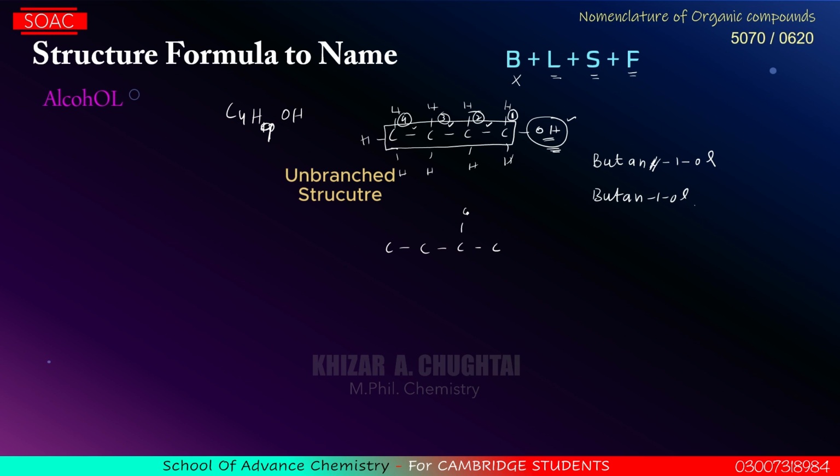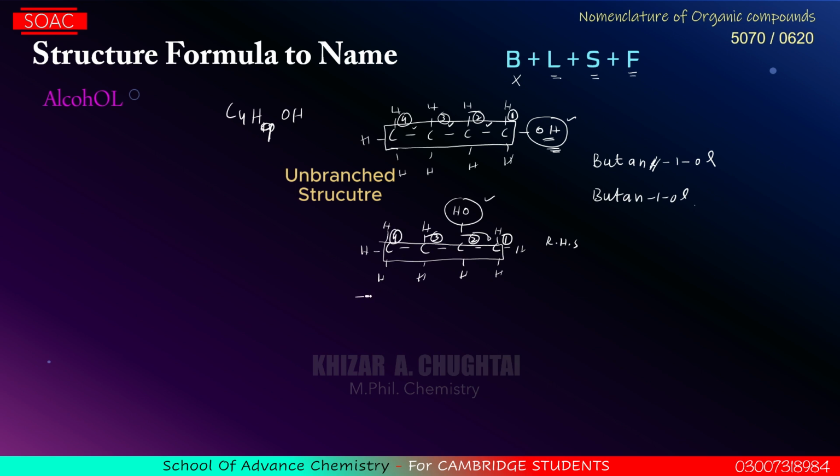but this time the position of OH group is different. What will be its name? Again, I am going to check the longest chain first of all. This is the longest chain having 4 carbon atoms, and here is the functional group. And now numbering will be started from the right hand side. This end is more closer to this functional group. So this is carbon number 1, carbon number 2, carbon number 3, and carbon number 4.